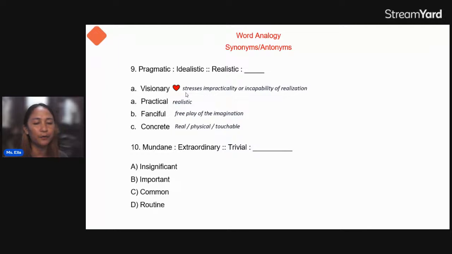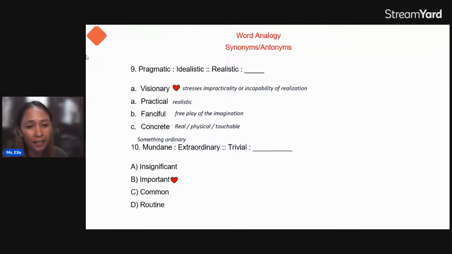Okay, so for number 10, it's letter B. Okay, letter B, important. Why? What does it mean by the word mundane? So mundane is something ordinary. Okay, mundane is ordinary. Now, what's the opposite of ordinary?